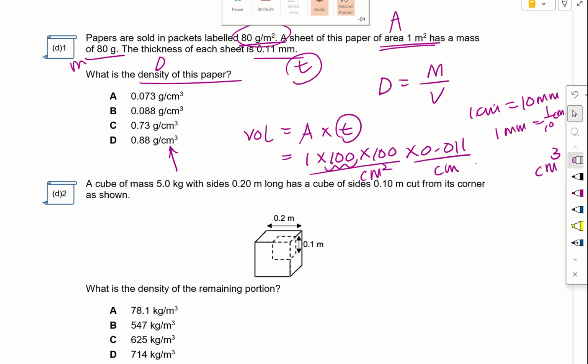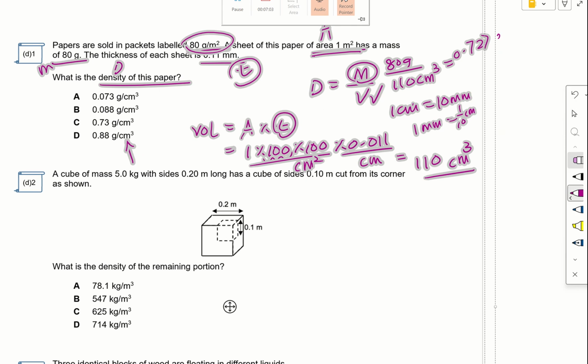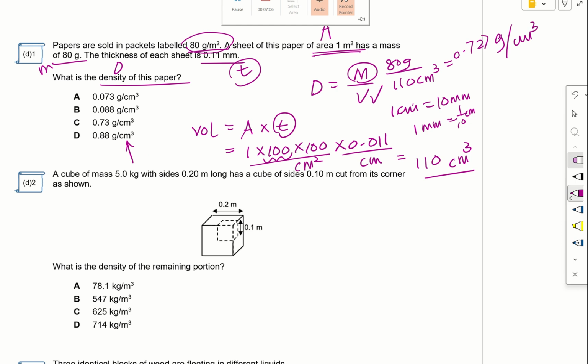Okay, so if you press your calculator, you should get the volume as 110. So now we have our volume. We just need our mass, which is 80 grams. So 80 grams divided by 110 cm cube. Make sure that the units tally. So 80 divided by 110, I get 0.727 grams per cm cube. That means the answer is C.